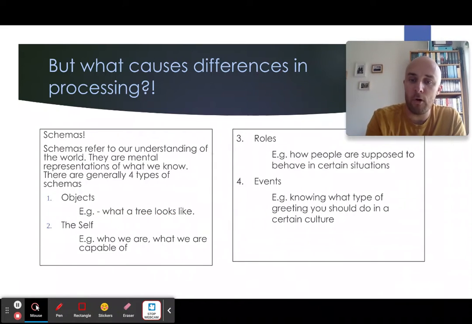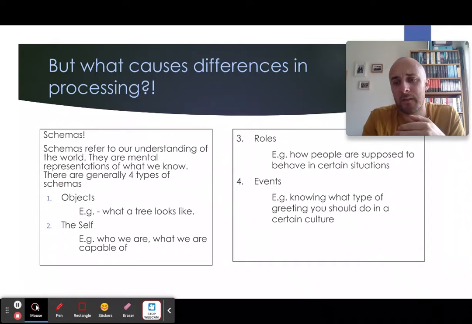You have a schema about roles, and we will look at this for Zimbardo: how people are supposed to behave in certain situations. Now, again, that schema can be wrong. As a student, you are supposed to turn up on time. You are supposed to hand in your work, but not all of you do that. Maybe because you think that's not a role, I don't know.